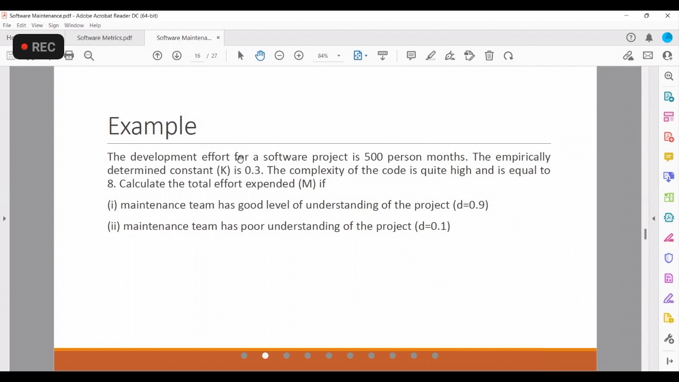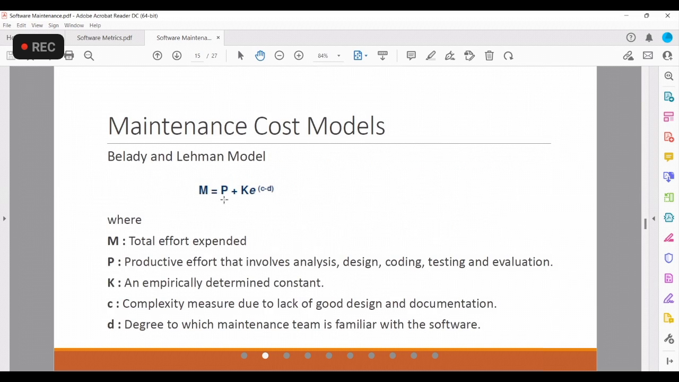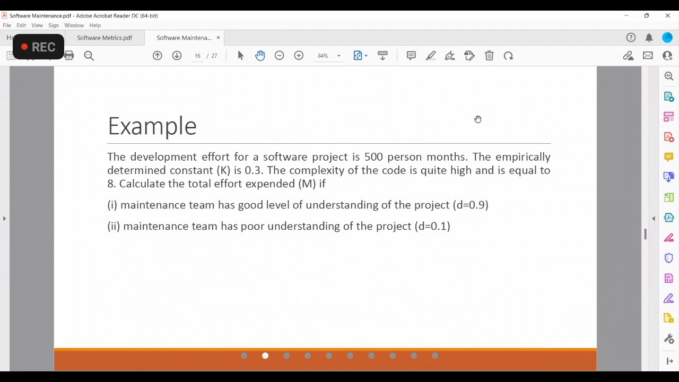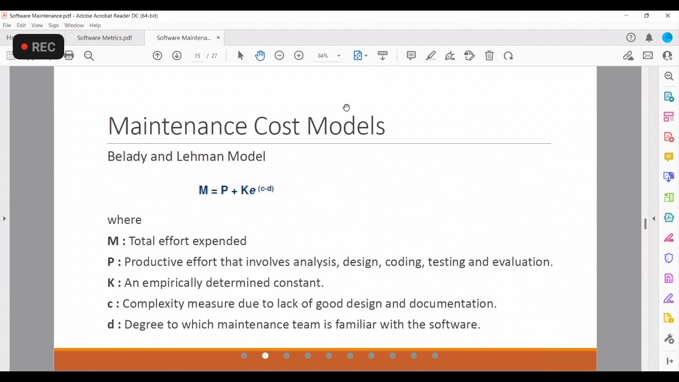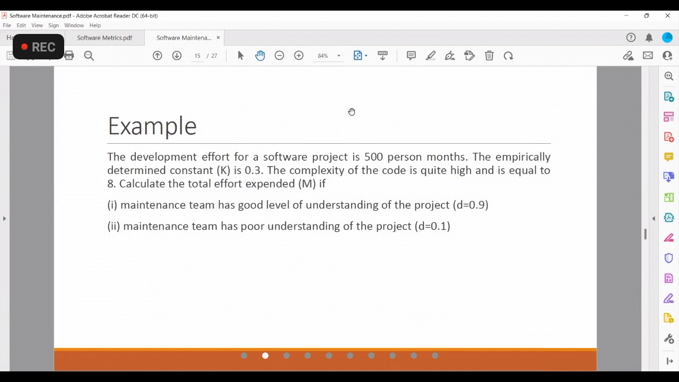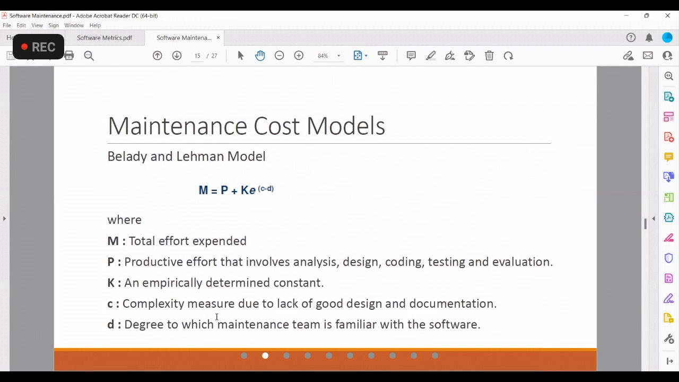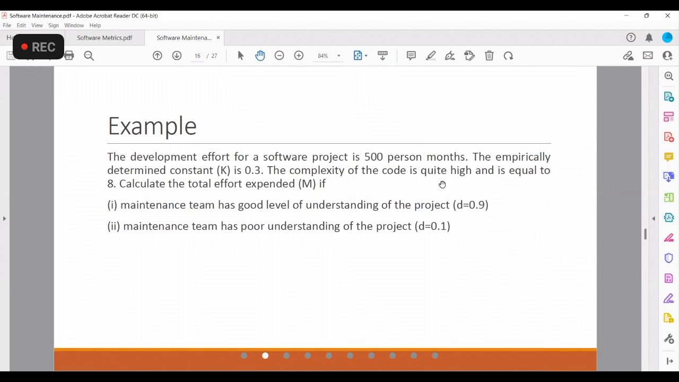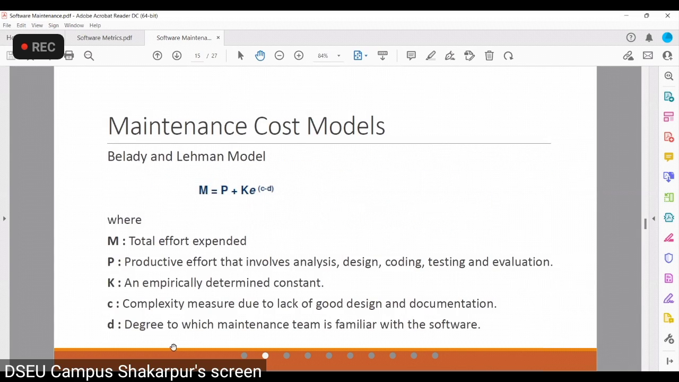That is actually your P here. Then the empirically determined constant K is 0.3. That K is given to you as 0.3. Now C is your complexity measure. So the complexity is quite high here and is equal to 8. As I told you, the complexity will be given to you in the range of 1 to 10. Similarly, D, that is the degree to which the maintenance team is familiar with the software, will be given to you in the range of 0 to 1. So here C, that is complexity, is given to you as 8.